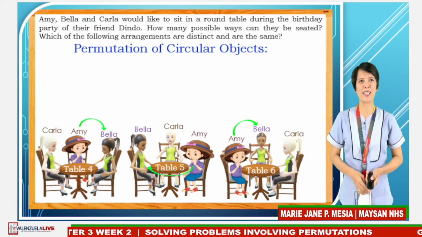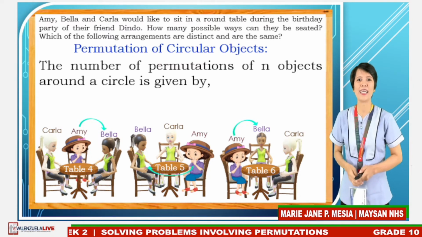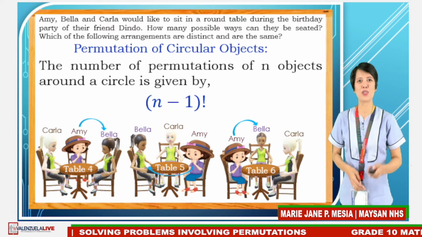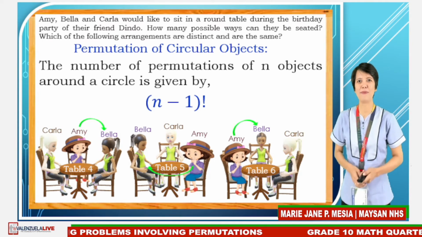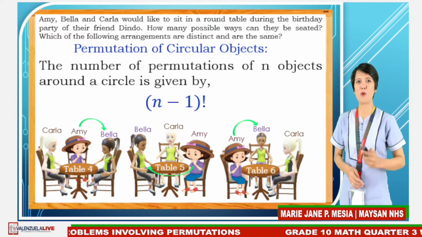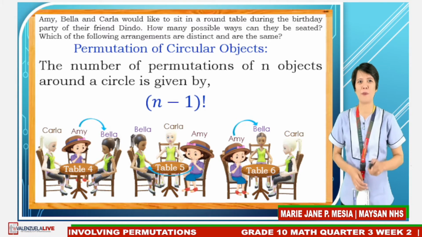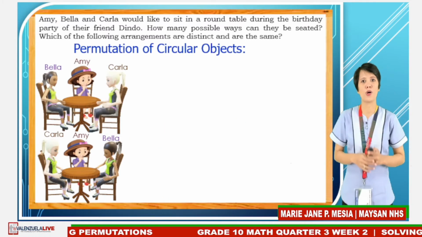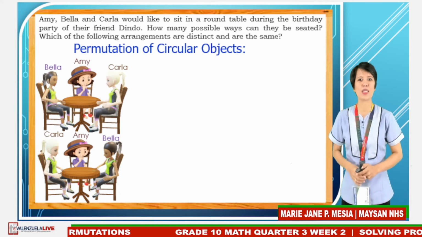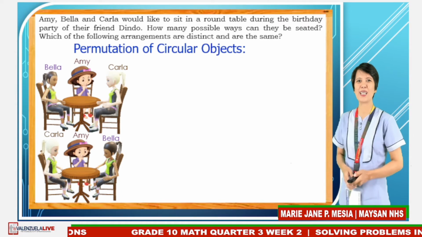The number of permutations of n objects around a circle is given by the quantity n minus 1 factorial. The arrangement in this problem can be done by fixing one object in one place, like Ami, and the other objects are permuted as shown on the screen. So we have two ways to arrange the three girls at a round table. So let us solve using the formula.